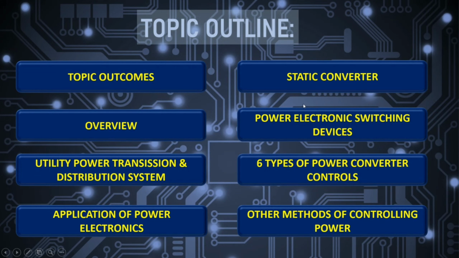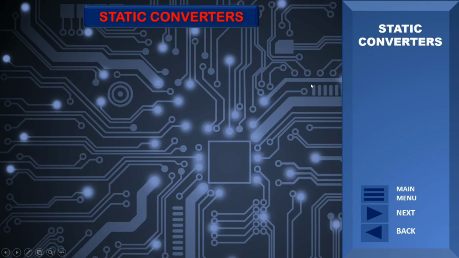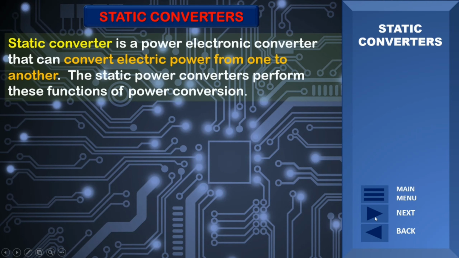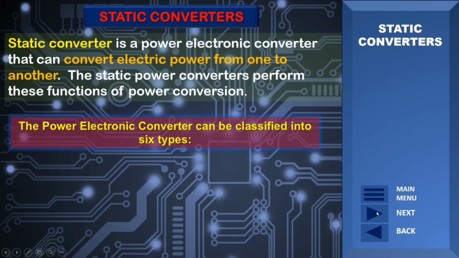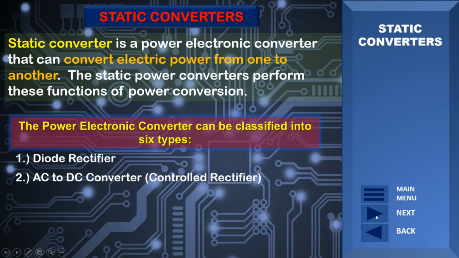A static converter is a power electronic converter that can convert electric power from one form to another. The static power converters perform these functions of power conversion. The power semiconductor devices or power electronic converters fall generally into six categories. Number 1, diode rectifier. Number 2, AC to DC converter or controlled rectifier. Number 3.